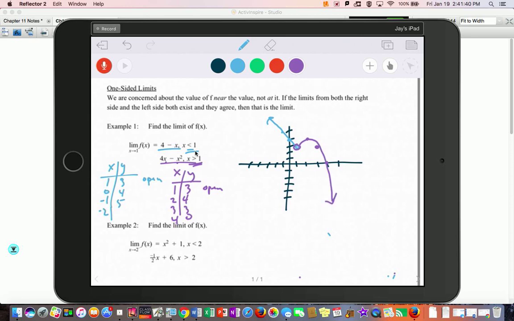Now, we're supposed to find the limit as x approaches 1. Well, this is 1. And there's this overlap here at the open dots. And so the limit as x approaches 1 is actually sitting at 3, an output of 3.